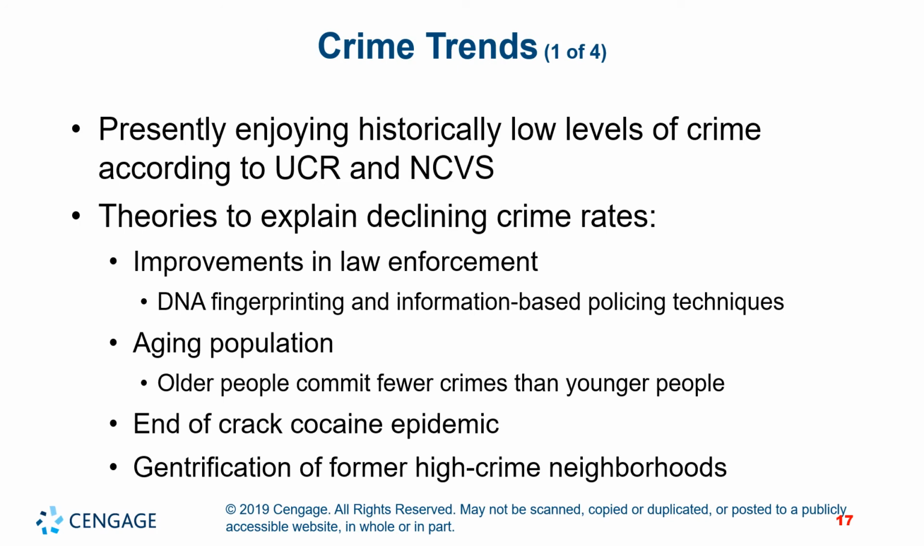The United States is presently enjoying historically low levels of crime according to the UCR and NCVS. Some theories to explain declining crime rates are improvements in law enforcement, including DNA fingerprinting and information-based policing techniques, an aging population because older people commit fewer crimes than younger people, the end of the crack cocaine epidemic, and the gentrification of former high-crime neighborhoods.